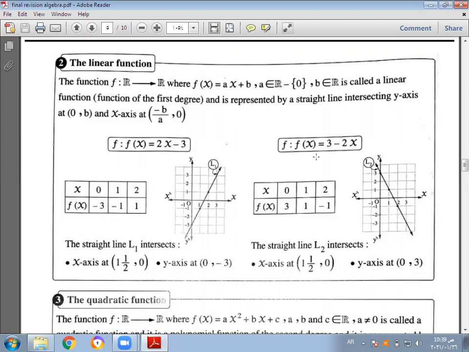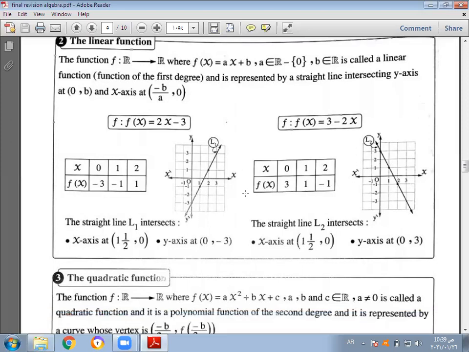Another example, f of x equals 3 minus 2x. We can put x equal 0, 1, 2, and we can find f of x for each value, and we represent it, and we notice that it's a straight line.